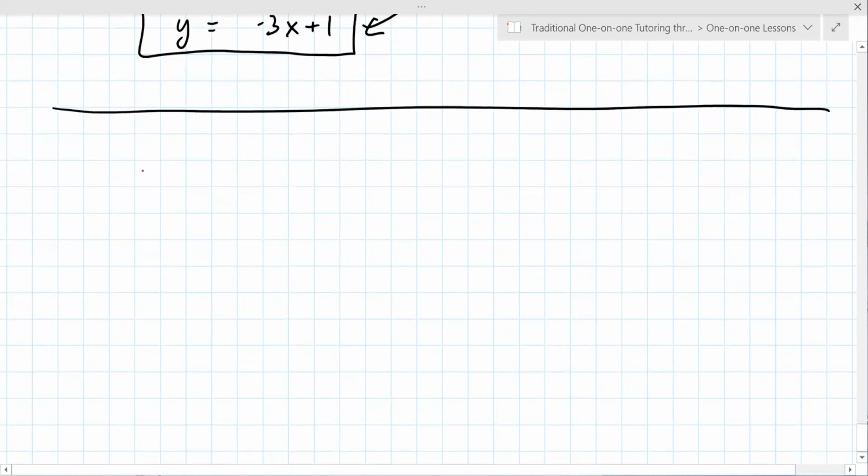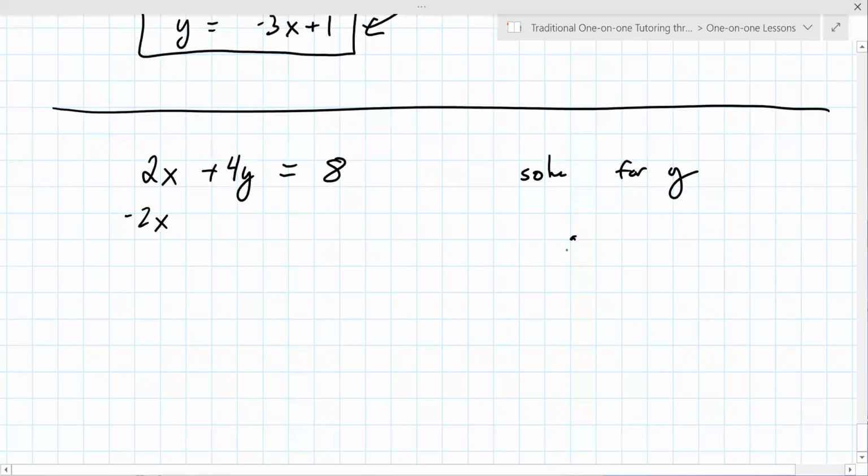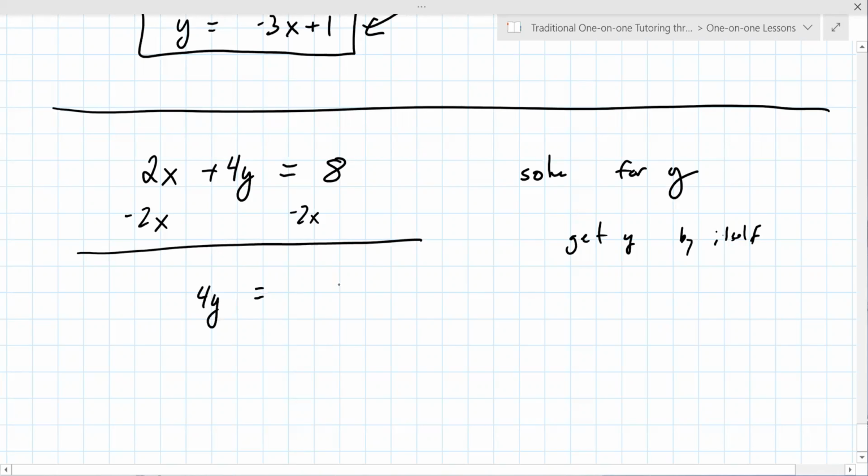Let's say I give you 2x minus 4y equals 8. And I say solve for y. You could write out the slope intercept or point slope in order to solve it. We're going to just get y by itself. So you subtract 2x from both sides. Does it matter if the 2x is before the 8? It is preferred, and I recommend putting it before the 8.